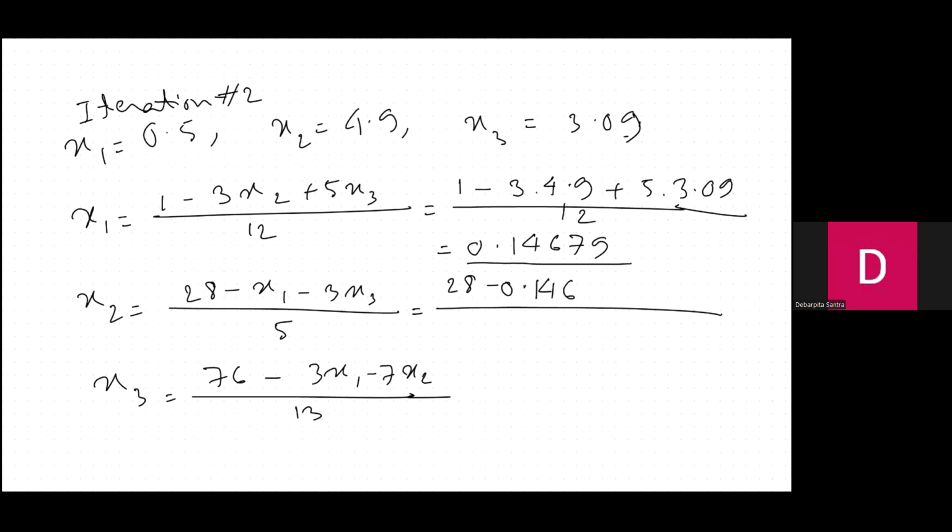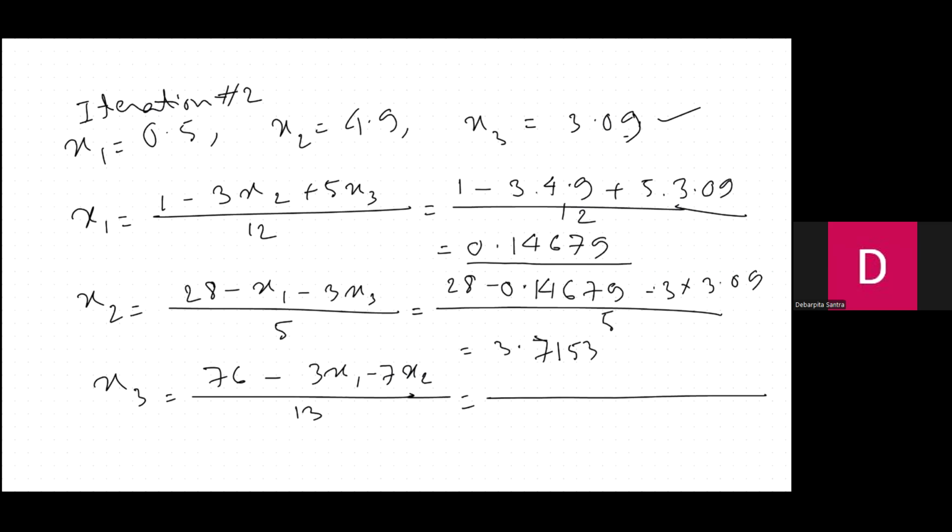0.14679 minus 3 into x3. So what is the value of x3? The value of x3 is 3.09. So 3.09 divided by 5. Now if you calculate, this value becomes 3.7153. Okay. Now these updated values you put on this to find out the value of x3.